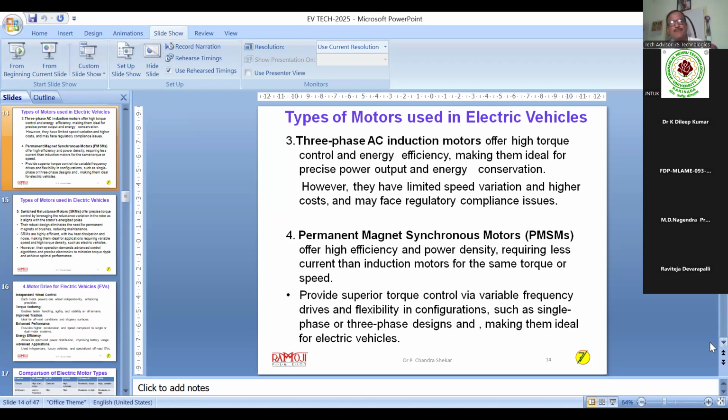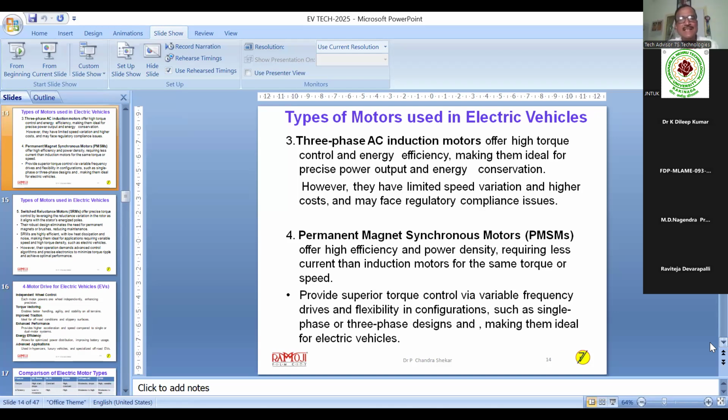The new generation motors are permanent magnet synchronous motors, which offer high efficiency and power density, and require less current than the induction motor for the same torque or speed. They provide superior torque control via variable frequency drives and are flexible in configuration, such as single phase or three-phase designs, making them ideal for electrical vehicles.